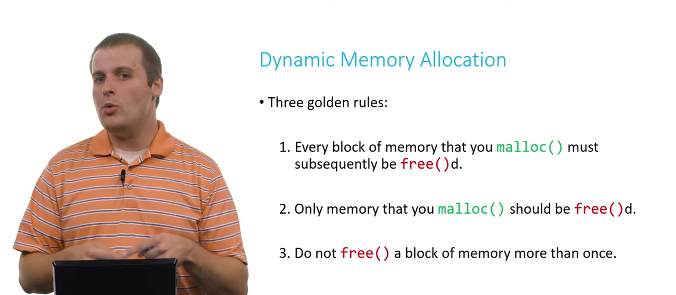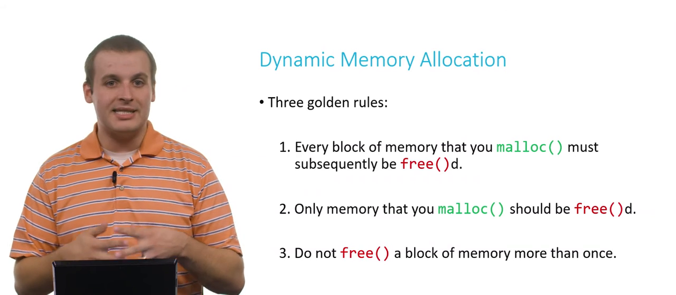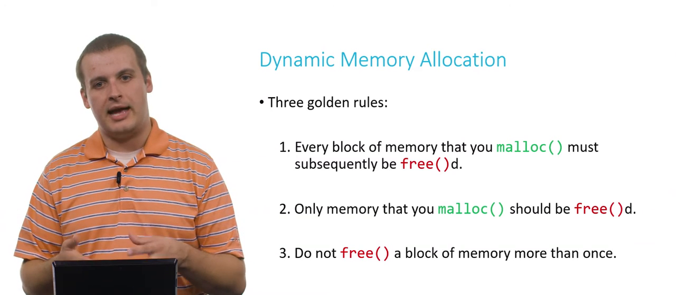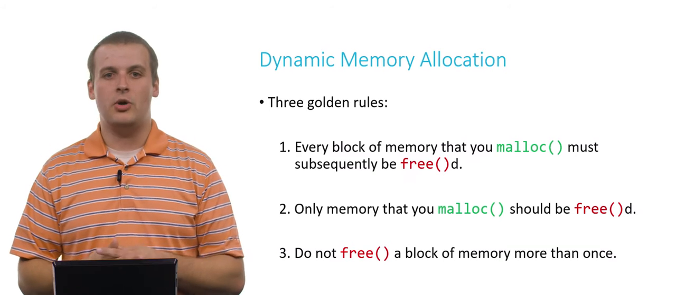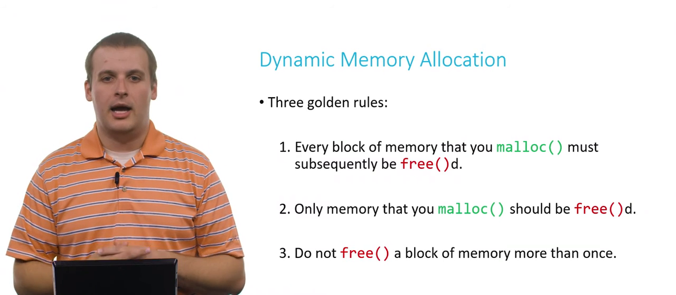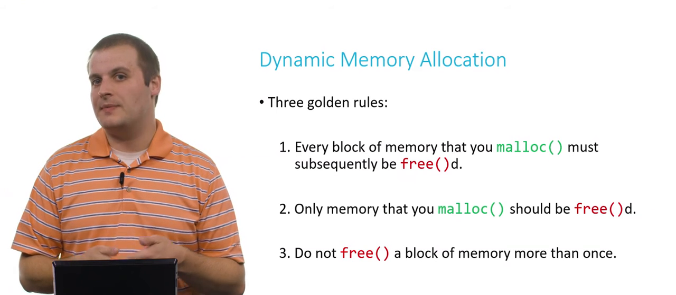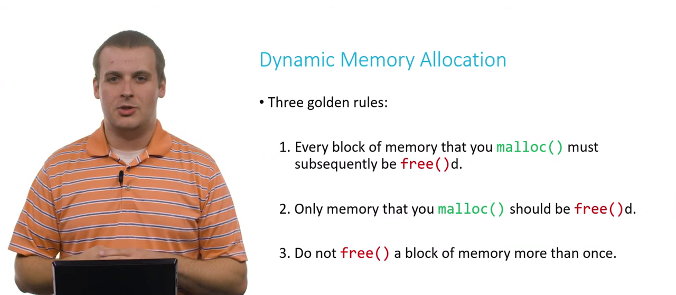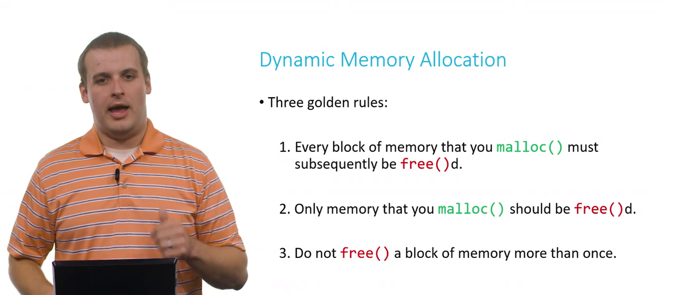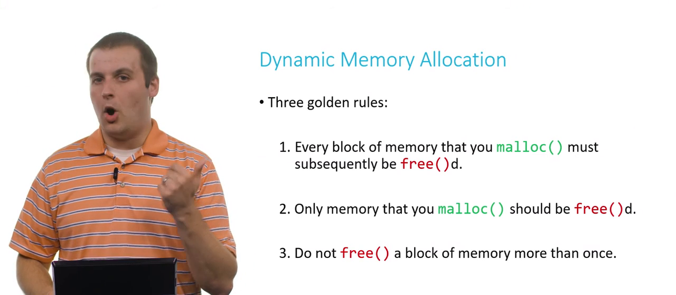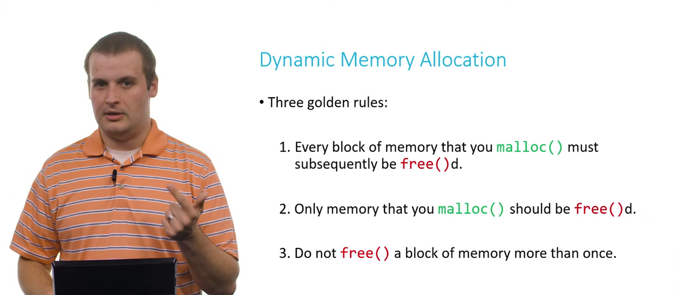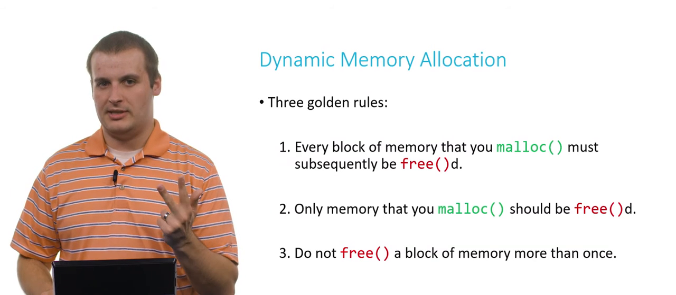That said, only things that you malloc should be freed. If you statically declare an integer, int x semicolon, that lives on the stack, you don't then want to free x. So only things that you malloc should be freed. And lastly, don't free something twice. That can lead to another weird situation. So everything that you malloc has to be freed. Only things that you malloc should be freed. And don't free something twice.